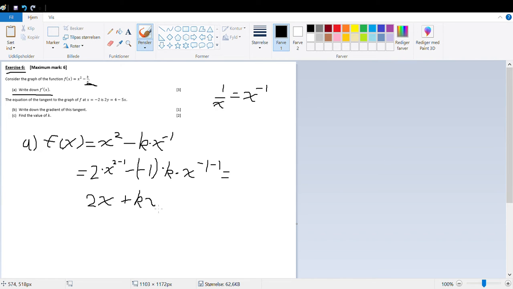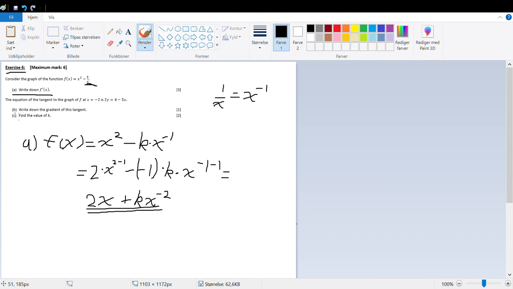And then over here, instead of x to the minus 1, we have x to the minus 1 minus 1, that's minus 2. So we have this. This is actually the answer. Some people figured it out, not everybody, but it's okay.